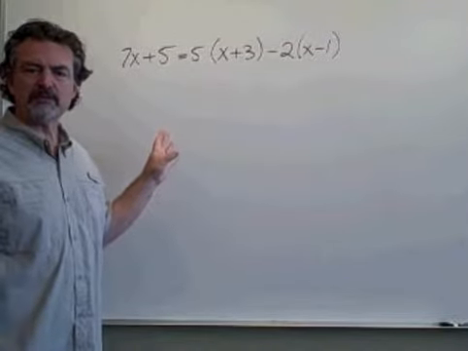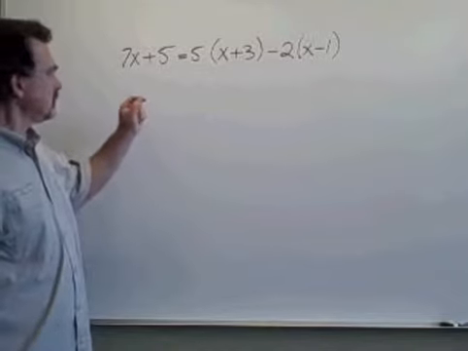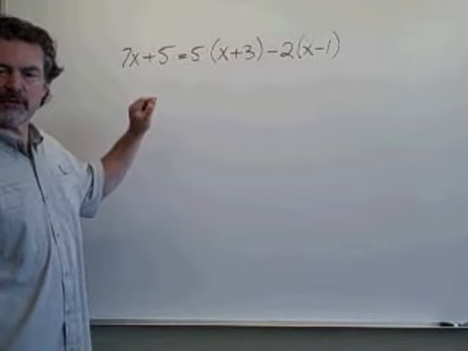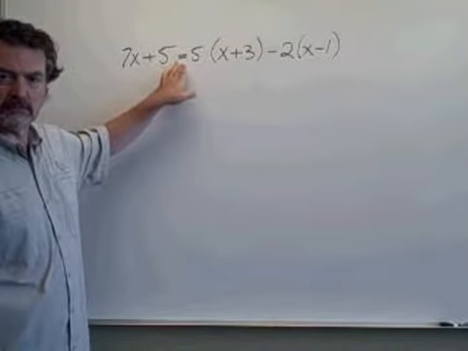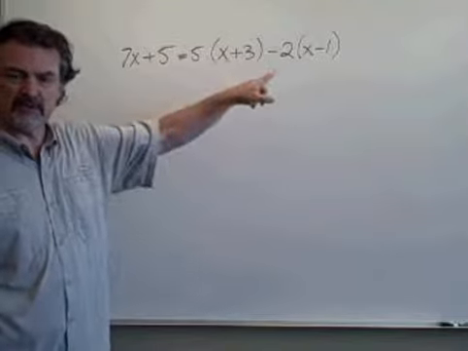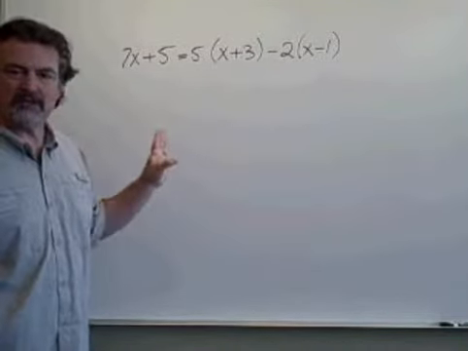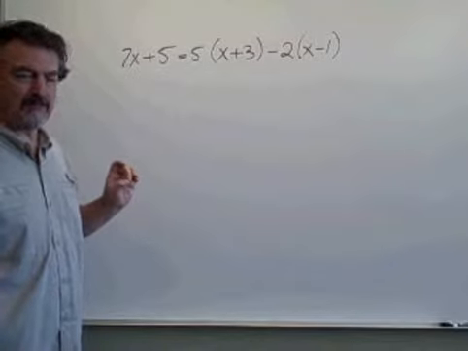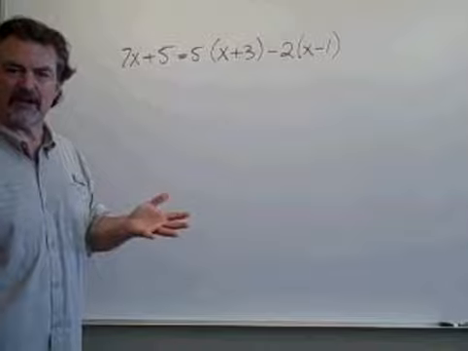This is problem 2 on the review sheet for exam 1. This is an example of a linear equation in one variable. It's an equation. It's linear because the exponent on each of the variables is just 1. And there's only one variable in the equation, x. We have our technique. We have our steps we follow.